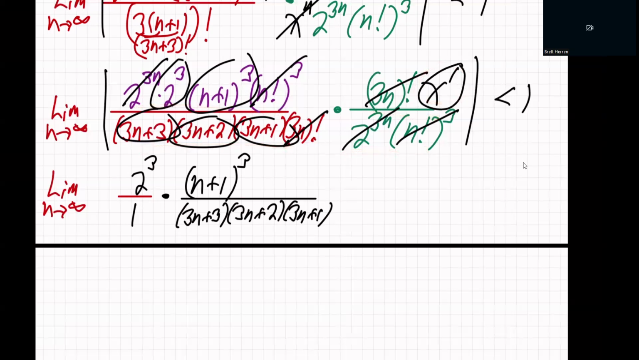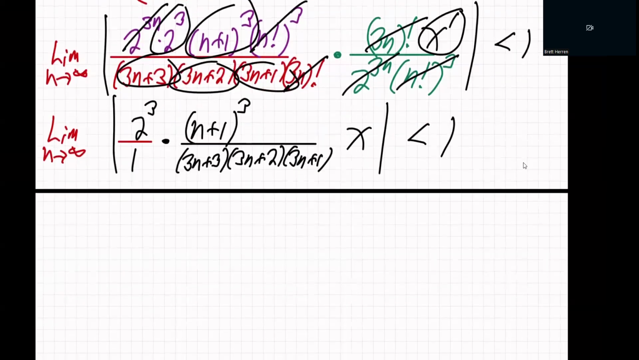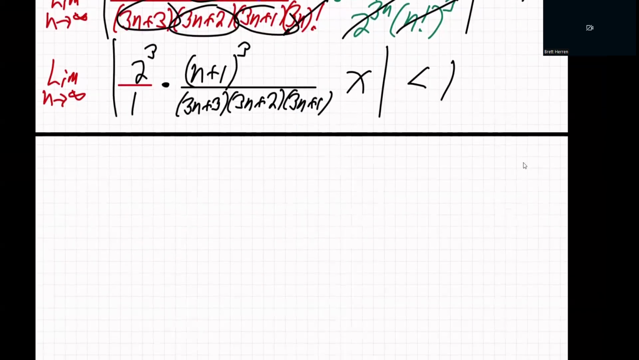Everything circled or crossed out means, oh no, except for the x. See, it's good I have that. Circle that. So x, absolute value, less than 1. Okay, so circle or cross out everything. So now what does all this become? Much nicer now. Limit n goes to infinity.